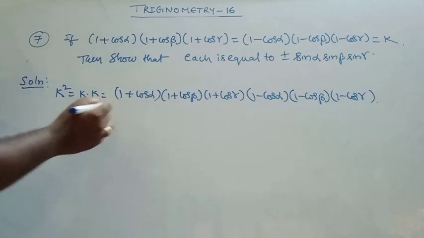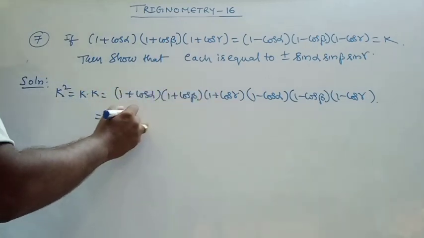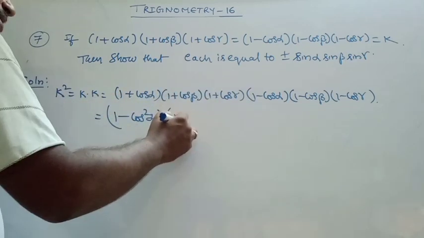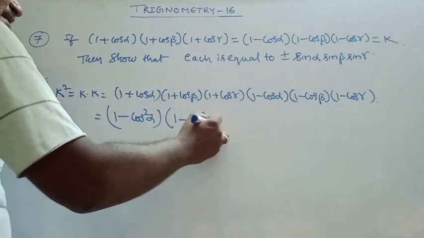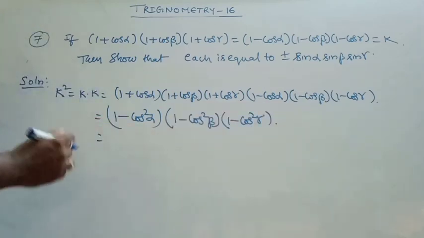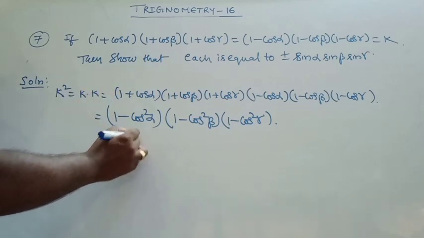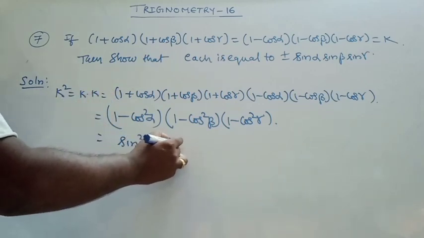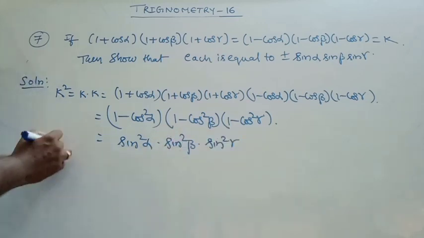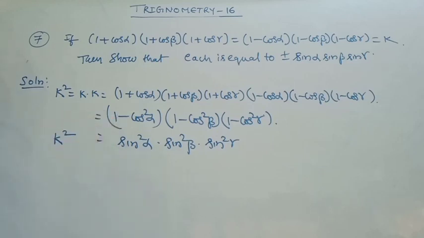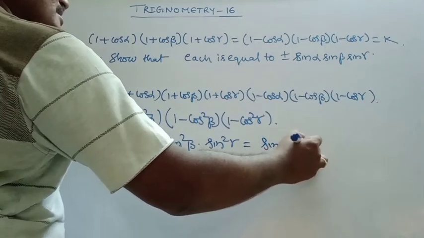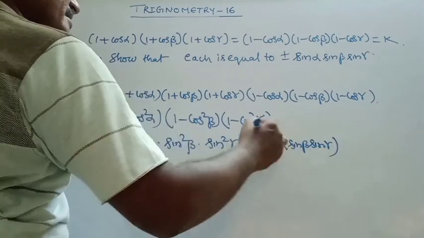Now (1 + cos α) into (1 − cos α) is 1 − cos² α, (1 + cos β)(1 − cos β) is 1 − cos² β, and this is now 1 − cos² γ. Now 1 − cos² α becomes sin² α, then sin² β, then sin² γ. So k² equals this, which is actually (sin α sin β sin γ) whole square.